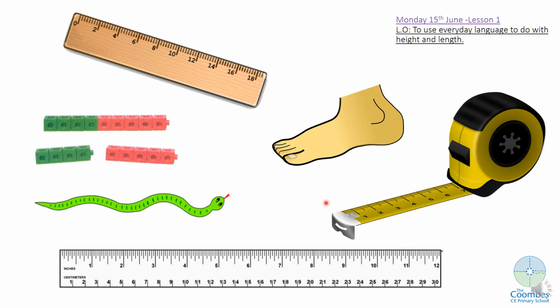There are other things that we use in reception to help us understand length and height. So we may use our Unifix cubes and count how many cubes long an object is. Or we may use our measuring snakes, those jelly snakes that we order from the shortest to the longest. We might sometimes use our feet or our hands or our fingers. So these are ways of measuring things. They're just not as accurate as using a ruler, a tape measure or a metre ruler. But they are just as valuable for helping us learn about length and height.